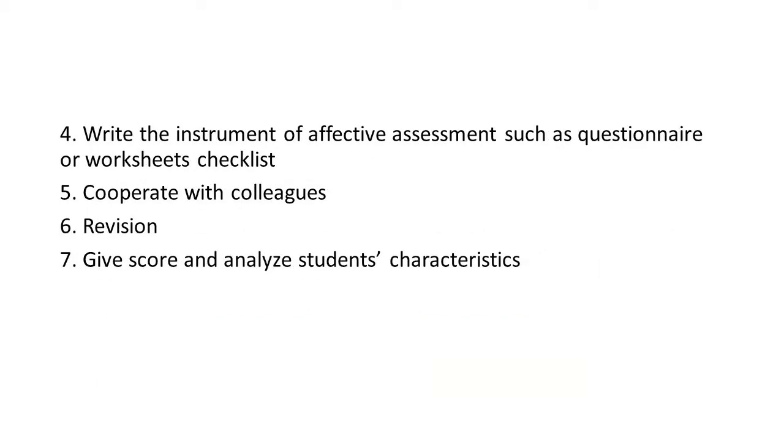The fourth, we write the instrument of affective assessment, such as a questionnaire for students' interest and a worksheet checklist for students' attitude. Then we cooperate with colleagues to ask for their suggestions related to the instrument, and if we get some suggestions, we revise it. The last, we give the score and analyze students' characteristics. Giving score includes knowing student characteristics based on the aspect we assess.